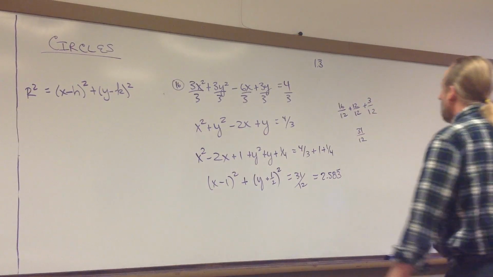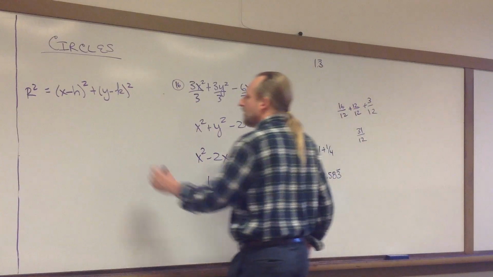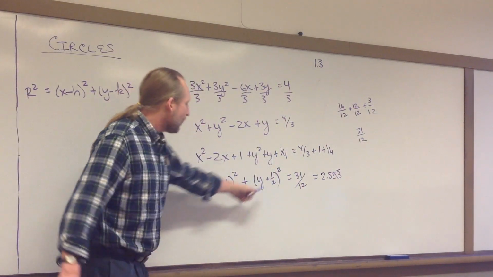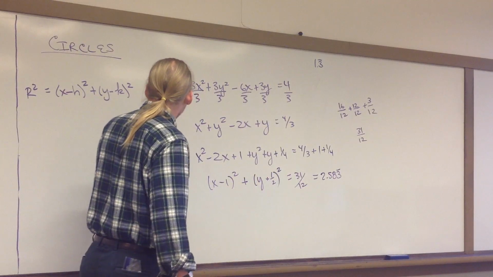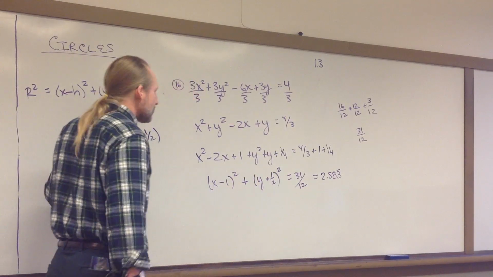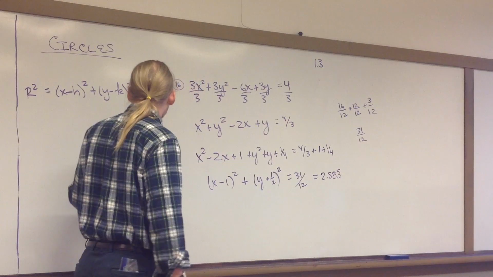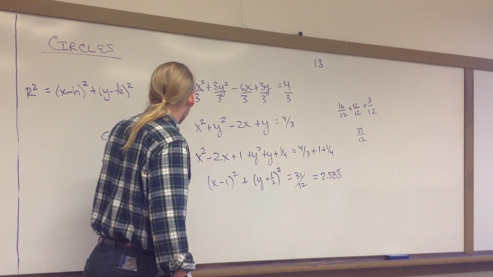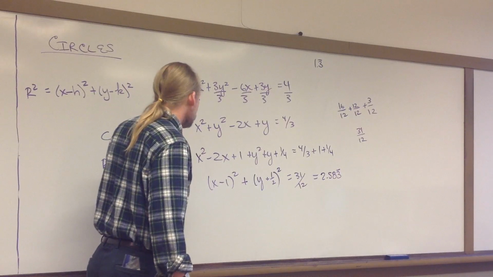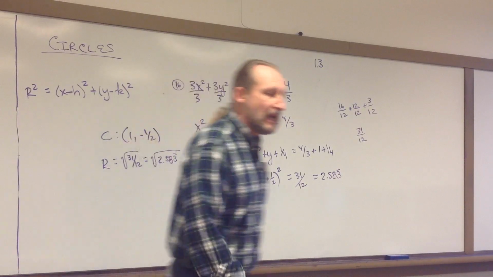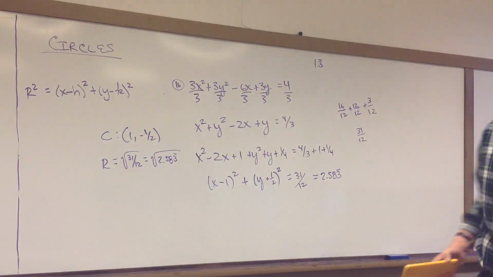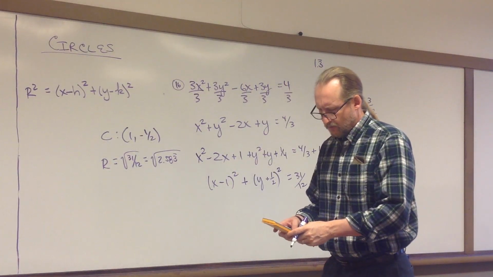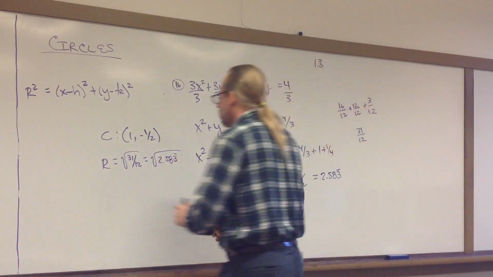All right. Now, where's the center of the circle? Center of the circle is where x is 1 and y is -1/2. And the radius, we don't have to get fancy with this. We can call it square root 31 over 12, which is the same as square root of 2.583 repeating. And if we want a good approximation for it, you can do that as well. Just take the square root, about 1.61.